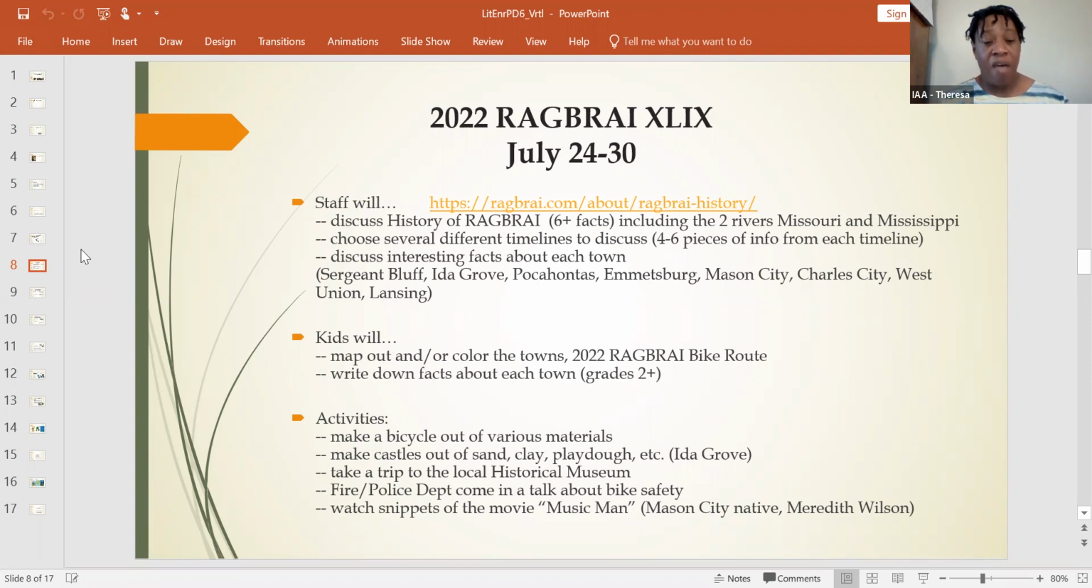And then the last one I have on there is to watch snippets of the movie Music Man, or you can watch the whole movie. Our Mason City native is Meredith Willson, and he actually wrote the songs of Music Man.